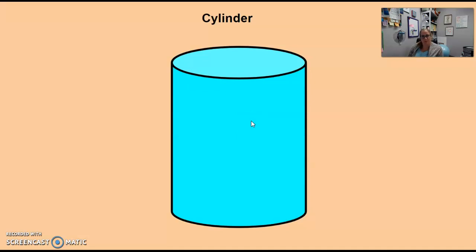So what shapes do you see? Oh, that's interesting. Somebody said they saw a circle. Do you see a circle? Me too. I see a circle up here. And I bet if we flipped it over, there would be a circle down here at the bottom also. So let's actually do that. Let's look at the faces of a cylinder.